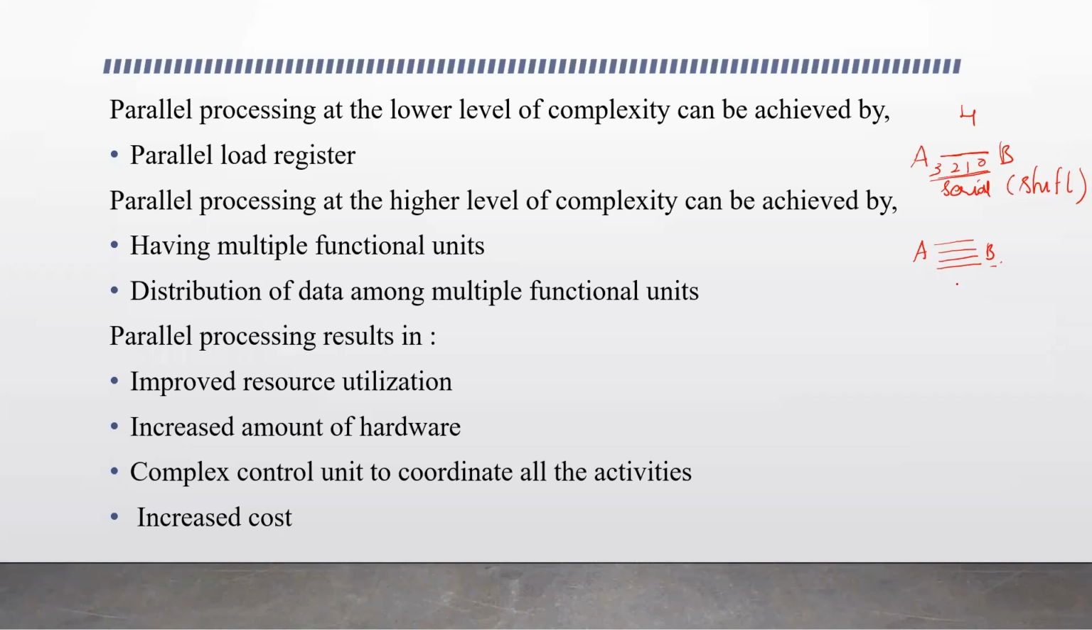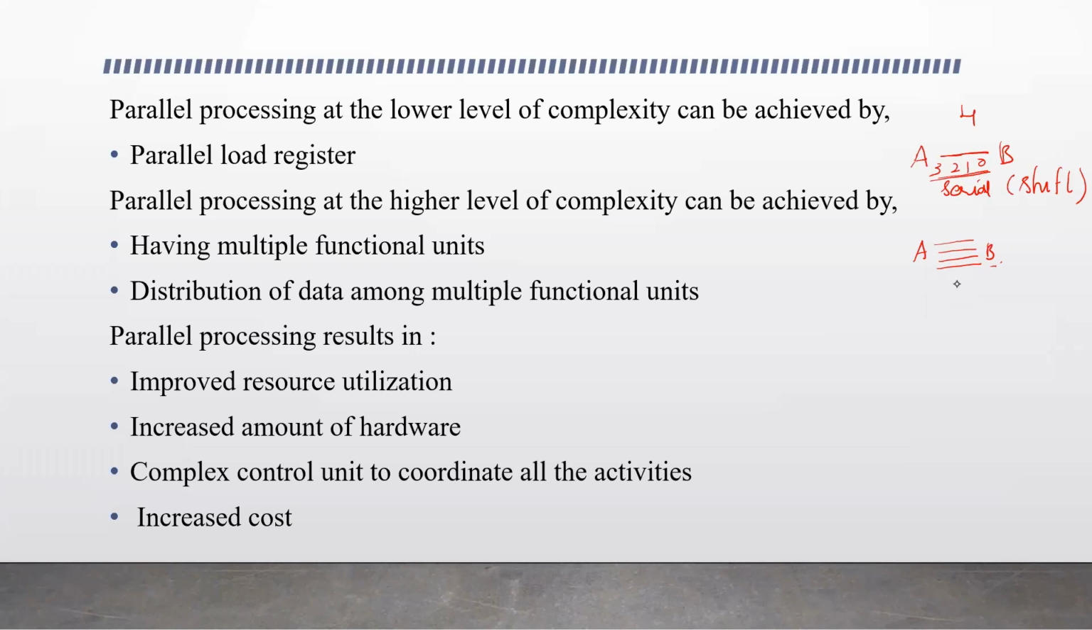Parallel processing at the higher level of complexity can be achieved by having multiple functional units and distribution of data among multiple functional units. So if we need to implement parallel processing in a computer, we need to have multiple functional units that perform these tasks parallelly. With a single functional unit, for example one ALU, it can perform only one of the arithmetic, logical, or shift operations at a particular time. But if the system has many arithmetic and logical units, many operations can be done parallelly. In the same way, we can increase the number of processors the system has. This way, we have multiple functional units.